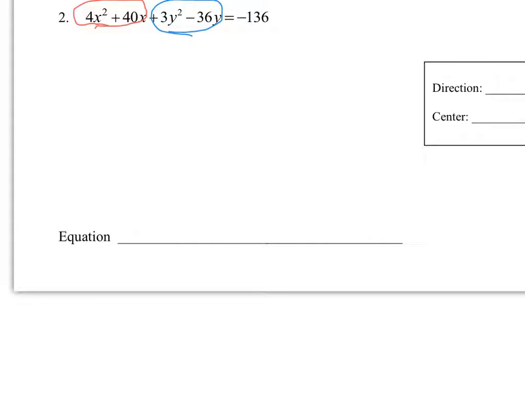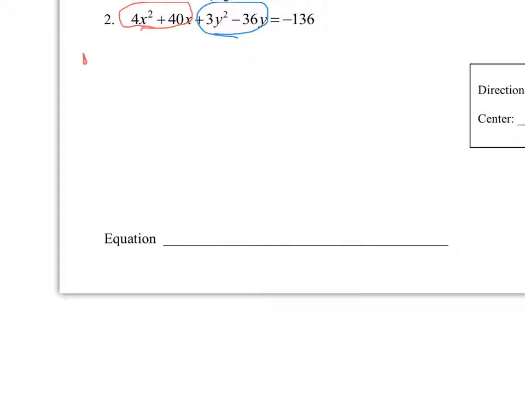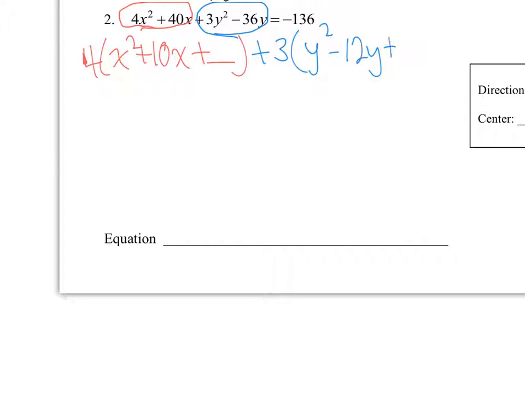So with the x's, I'm going to factor out the 4, and we're going to be left with x squared plus 10x. And now I can complete the square, so plus some number. Then I'm going to do the exact same thing with the y's. I'm going to factor out the 3, and what's left over is y squared minus 12y plus some number. And that is going to equal negative 136.